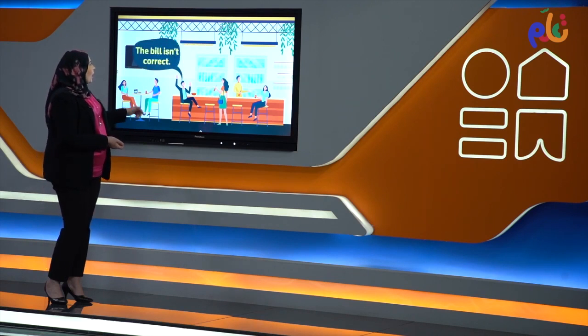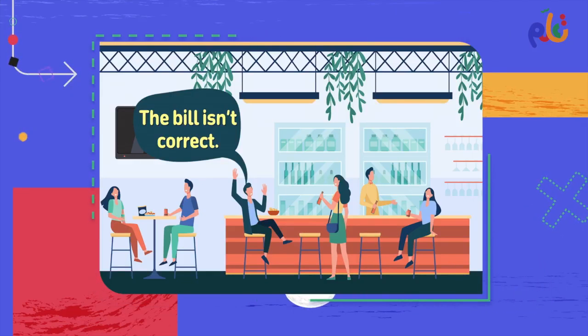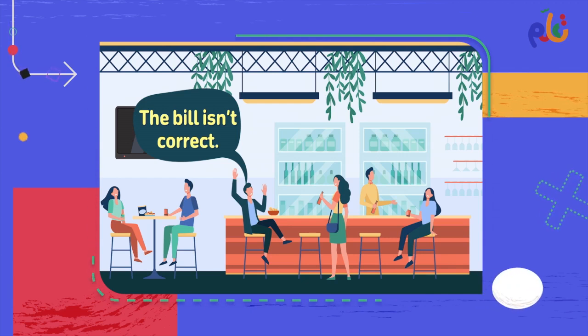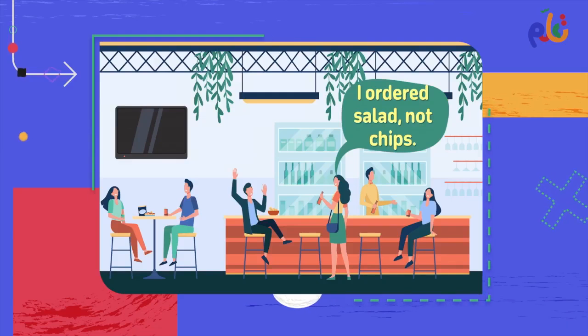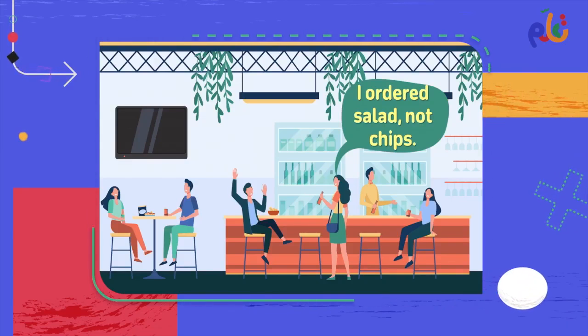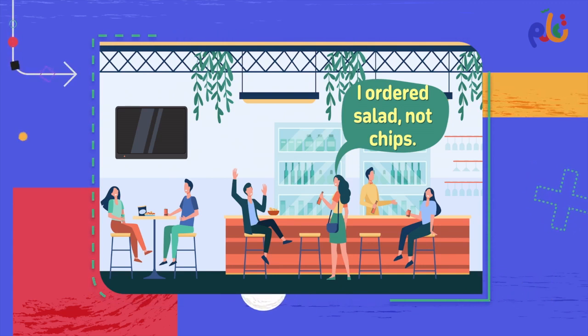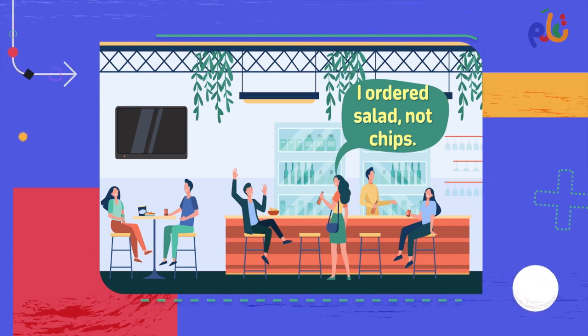And we also have the bill isn't correct. Here we're talking about the receipt in the end, after you finish eating and you find that what you pay is not exactly what you should pay, which means that they either overcharge you or maybe undercharge you, like you ordered something and they did not count it in the bill, or there is something in the bill that you did not order. And we have, I ordered salad, not chips, and here we have a wrong order, like when you order something and you get something else.